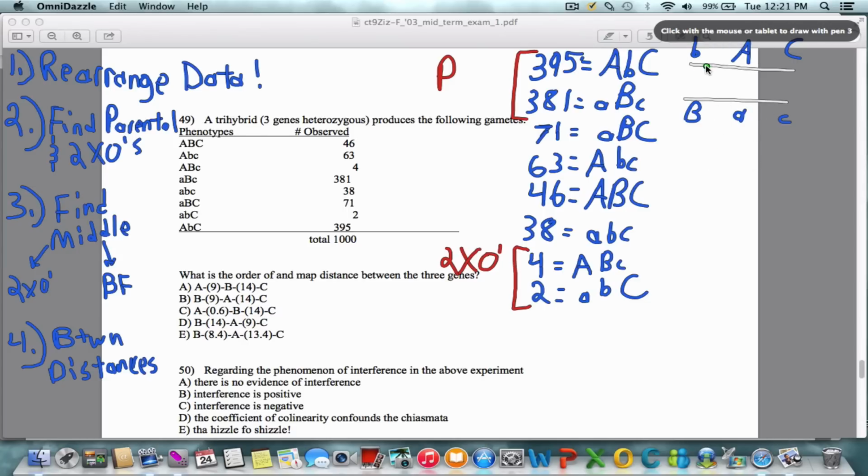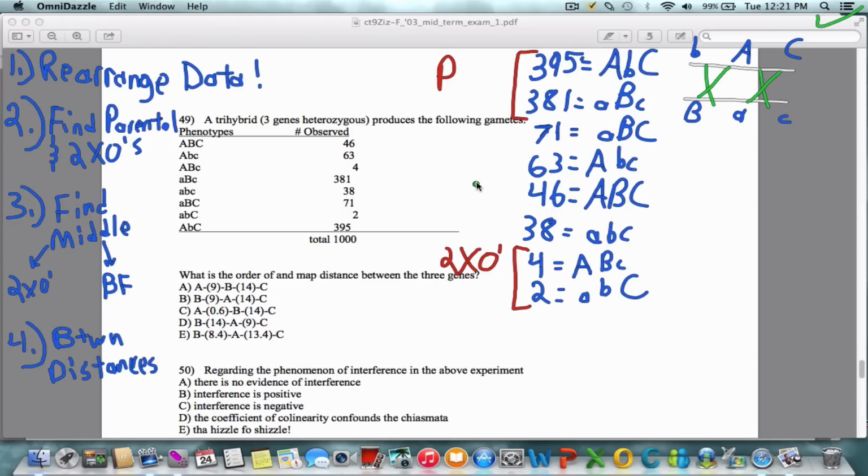So the next thing I'm going to do is draw the crossovers. So that's my first crossover, and it's a double crossover. And then I'm just going to basically follow along. So I have little b, little a, big C, little b, little a, and big C. Over here I have big B, big A, little c, big B, big A, little c. So I've done this right. I now know my gene order.